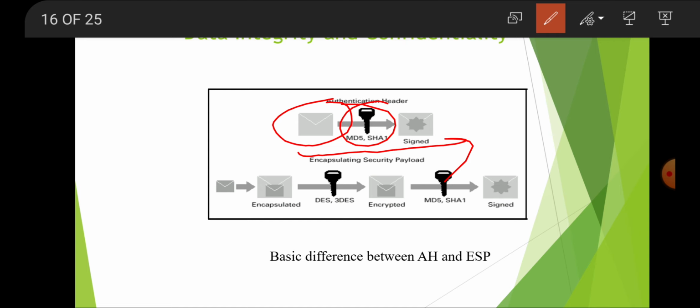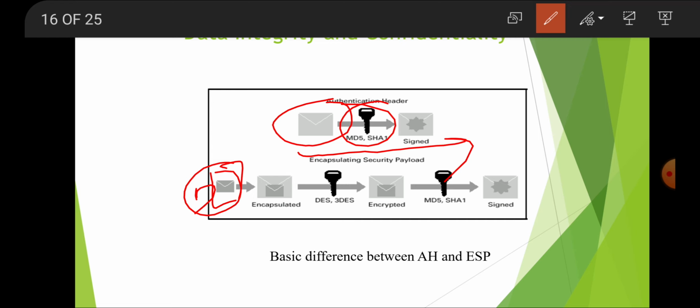Now you can see here the encapsulation. Suppose this is the data, and this data is encapsulated. Encapsulated means it is covered by another layer. Suppose I am sending one letter, and I don't want anyone to see that letter. What I will do is cover that letter with another envelope. That is called encapsulation.